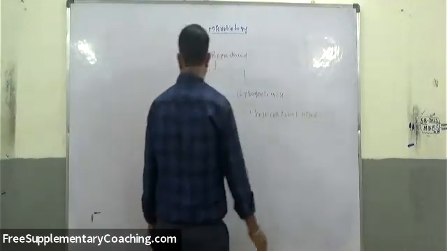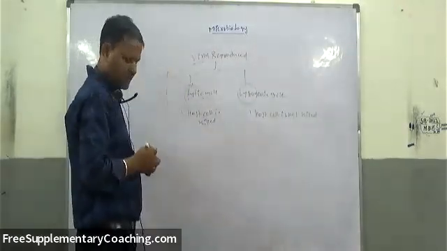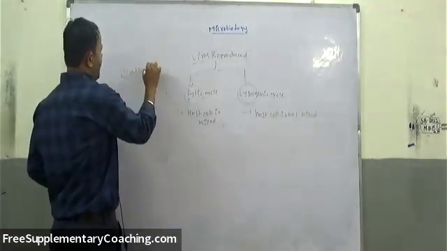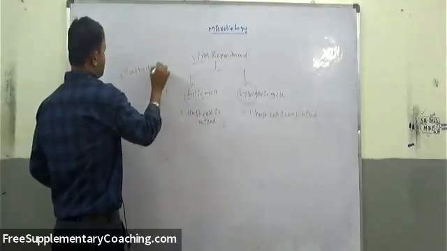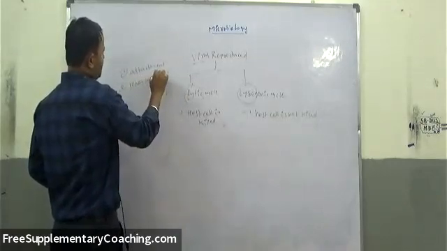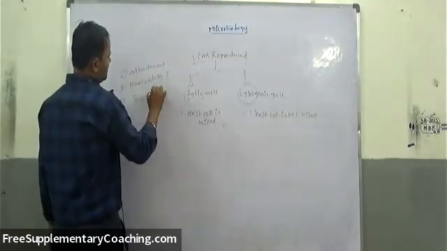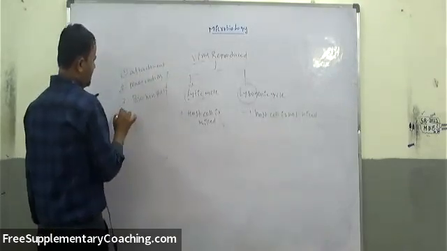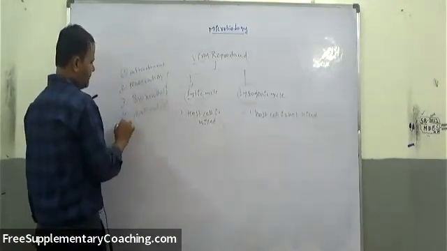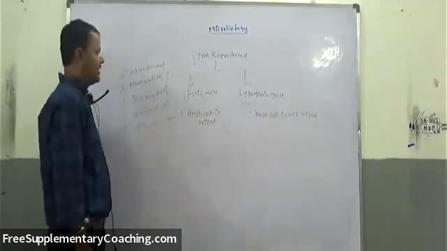Now the lytic cycle has sub-steps. First one is attachment. Second one is penetration. Third one is the biosynthetic stage. Fourth one is the maturation stage. And fifth one is the release stage. Tomorrow we will discuss them one by one.